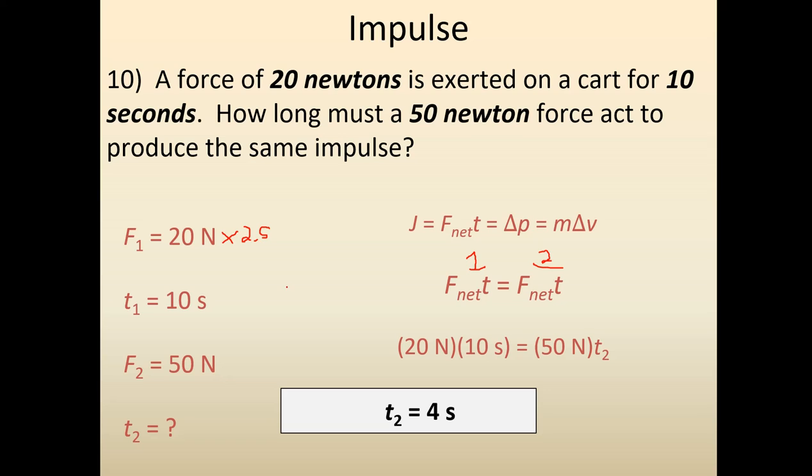So if you did the 1-1-1 method, you do J equals F net T. J stays the same, so that becomes a 1. The force is multiplied by 2.5. So that means my time is going to end up being 1 over 2.5. Now remember, that doesn't mean it's 1 over 2.5 seconds, but it's 1 over 2.5 times my original time of 10 seconds. So if you plug that into the calculator and you do 10 divided by 2.5, you end up getting 4 seconds. So again, multiple ways that you can do it. It's whatever floats your boat.